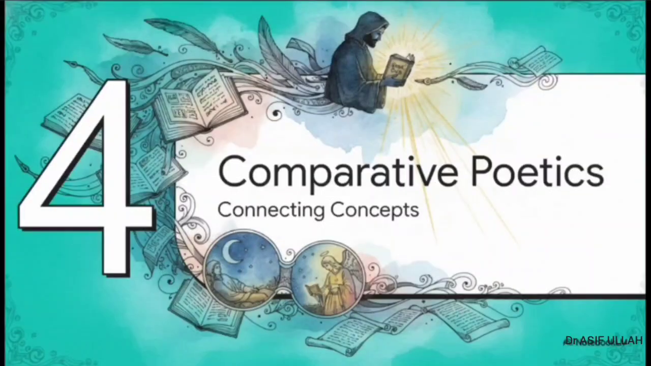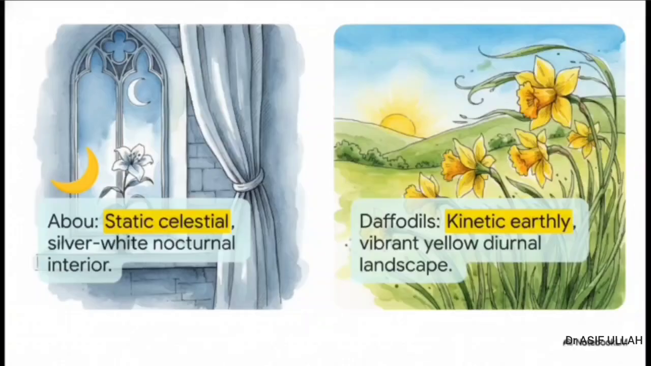Section 4. Comparative poetics. Having defined these core mechanisms, we can now transition to comparative literature, analyzing how carefully defined techniques operate across entirely different contextual paradigms. A classic pedagogical connection here is to William Wordsworth's famous poem, Daffodils. Look at the vast divergence in tone and subject. Abou Ben Adhem utilizes imagery to construct a static, serene, celestial silver and white nocturnal interior. In stark contrast, Wordsworth uses imagery to evoke a kinetic, earthly, vibrant yellow, wind-blown diurnal landscape.